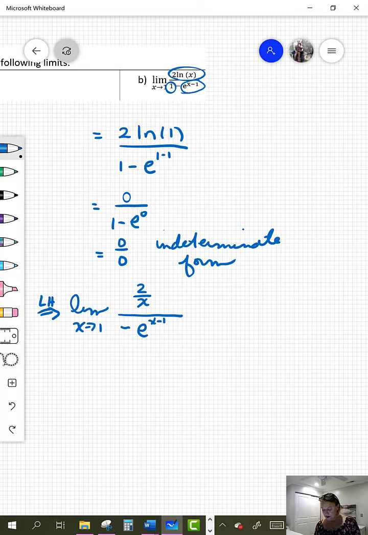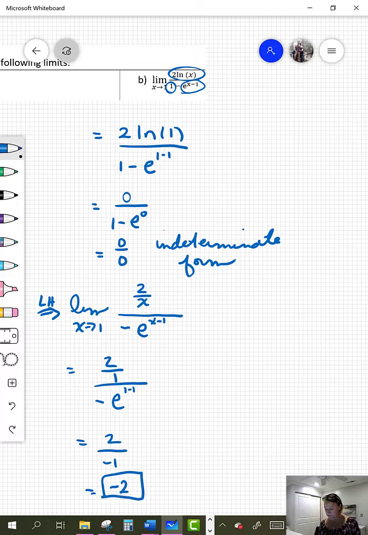So now if we do direct substitution and we plug in 1, we get 2 all over 1 divided by negative e to the 1 minus 1 power. So this gives us 2 all over negative e to the 0 power, which is negative 1. And so you should have gotten negative 2 as your answer. So that part is also worth 5 points. Number 2 is worth 10 points altogether.